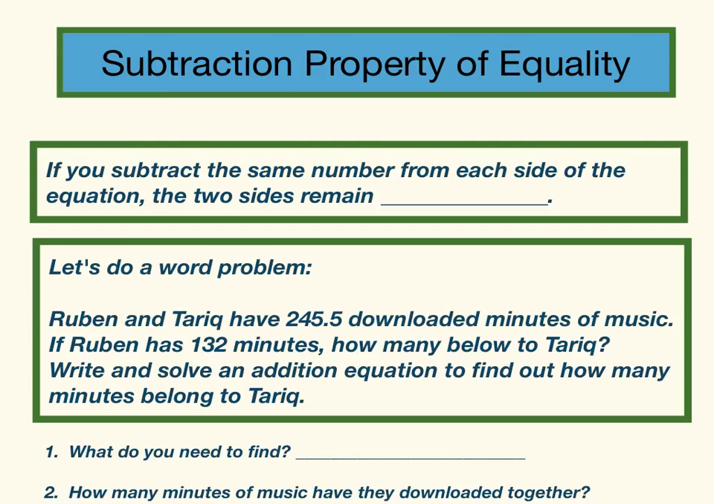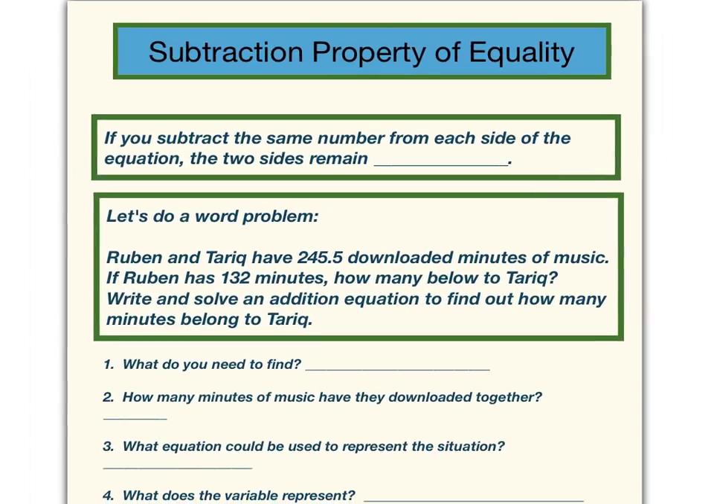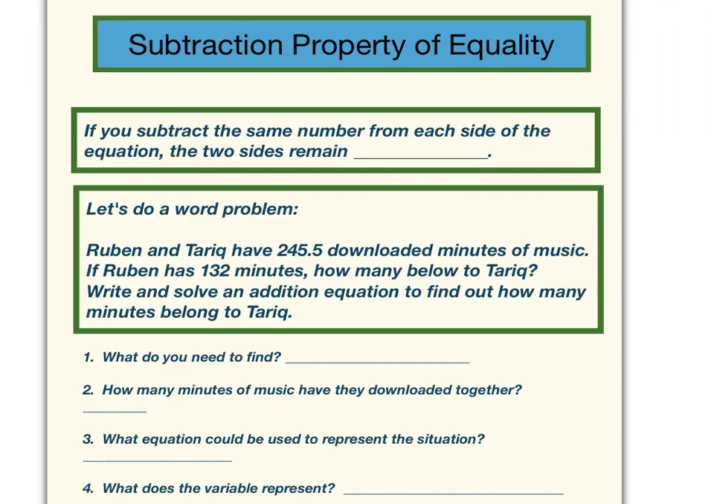Okay, let's talk about a couple of properties. Okay, the subtraction property of equality. If you subtract the same number from each side of the equation, the two sides will remain equal. You should write equal in your notes. Let's now take our skills and try to do a word problem.